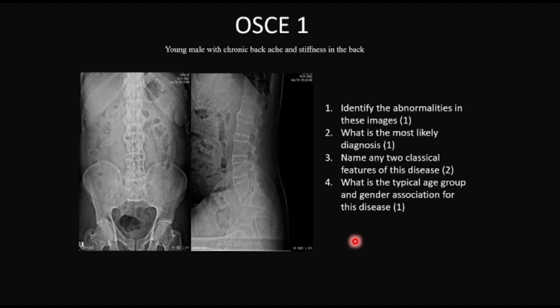Fourth is the typical age group and gender association. So there is male predominance. The male to female ratio is 3:1, and it affects mostly the young adults.